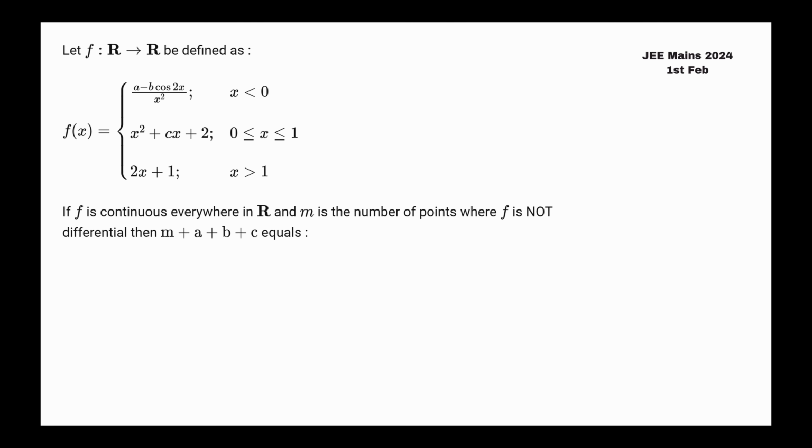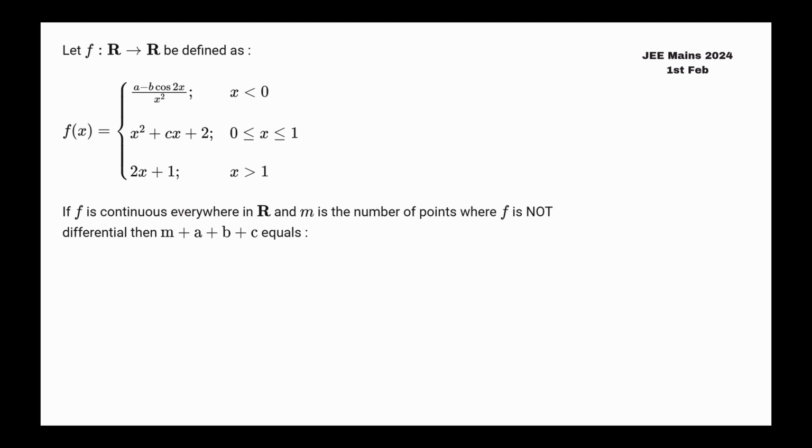What has been given to us here? f of x has been given with 3 functions, with breakpoints 0 and 1. That means there are 2 points at which we have to check our continuity first of all, and differentiability, which is 0 and 1. If f is continuous everywhere in R and m is the number of points where f is not differentiable, then m plus a plus b plus c is.